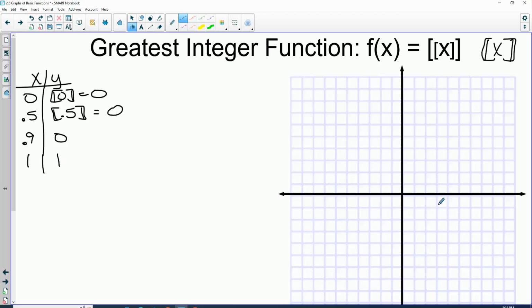Okay, on my graph, I am going to kind of change this scale a little bit. I'm not going to count by ones, because with all my decimals, this is just too hard. Okay, so far, I have that if I put in 0, I get out 0. If I put in a half, I get out 0. If I put in 0.9, I get out 0. But if I put in 1, I get out 1. Can I stretch out my y-axis a little bit too? Does that bother anybody?